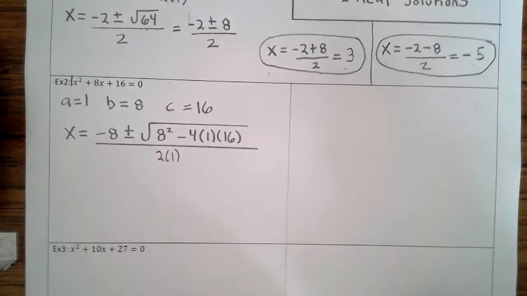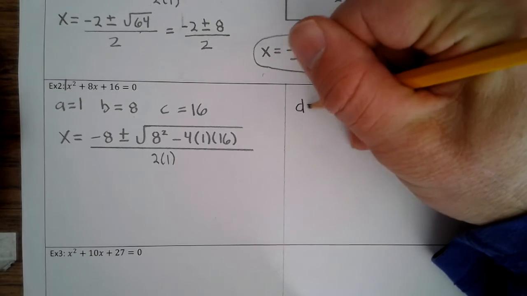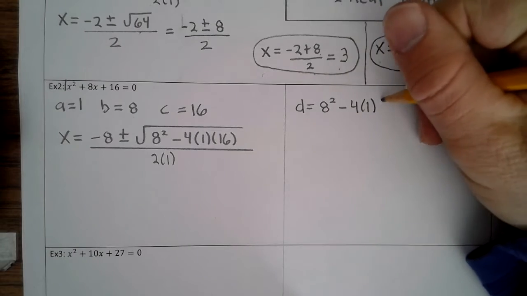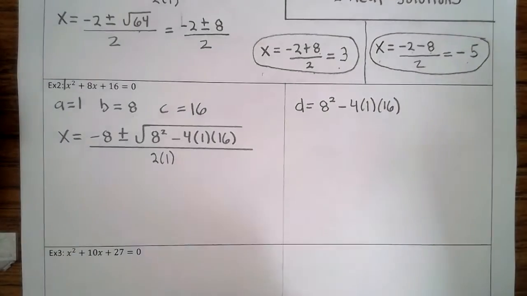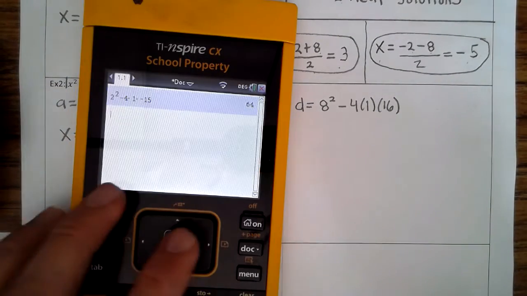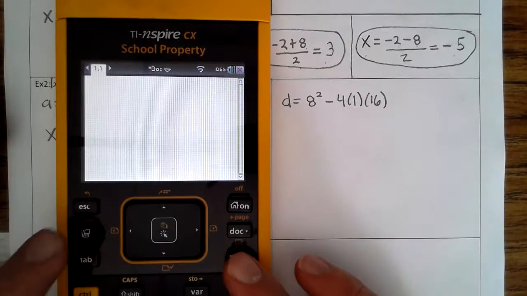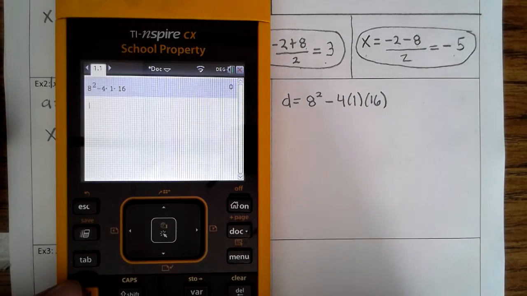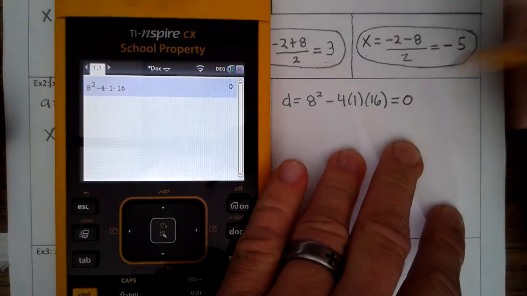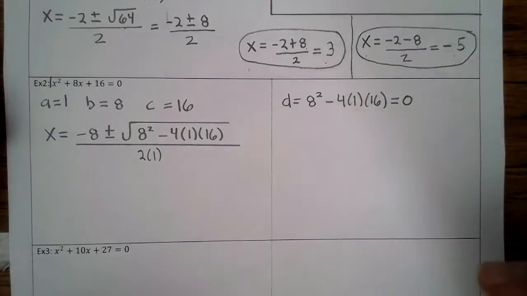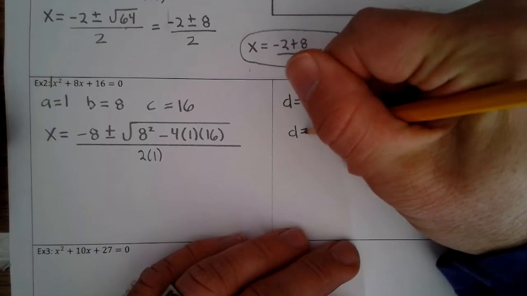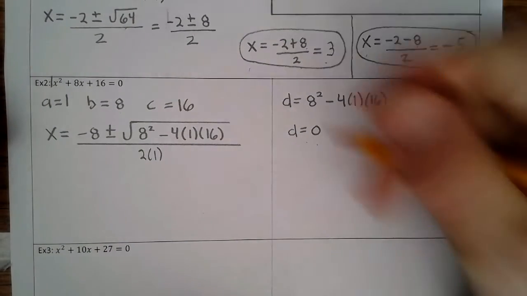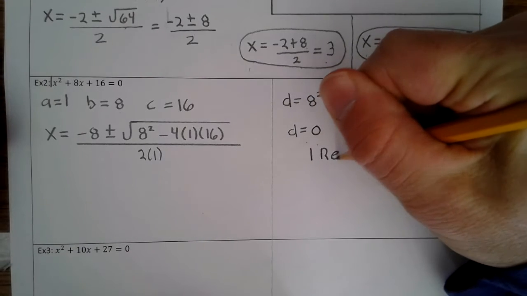Before we move on, we need to find the discriminant. The discriminant in this case is d equals 8 squared minus 4 times 1 times 16. We can plug that into our calculator. So 8 squared minus 4 times 1 times 16 is 0. So d equals 0. When the discriminant equals 0, we know there's one real solution.